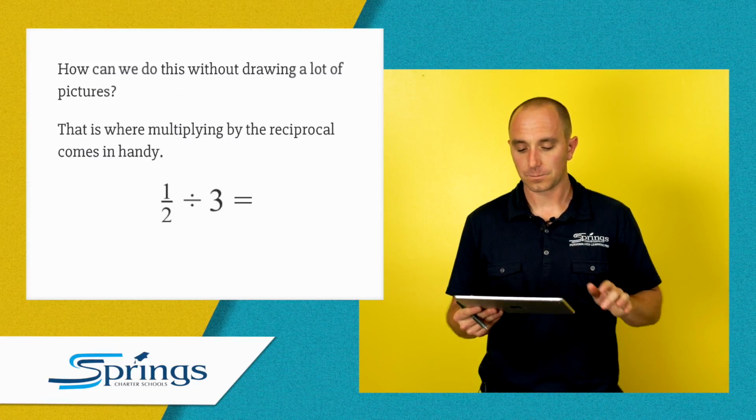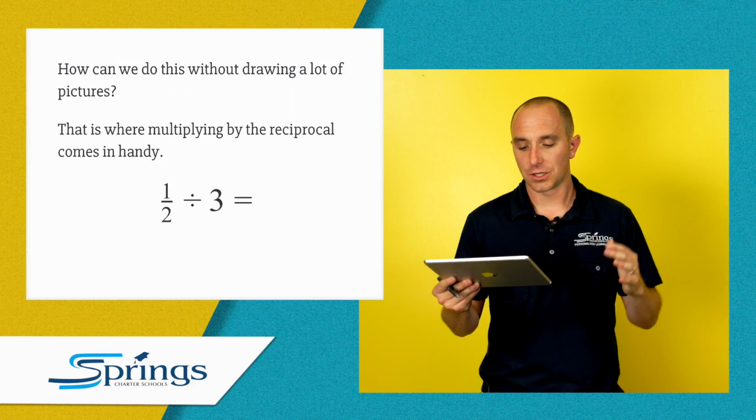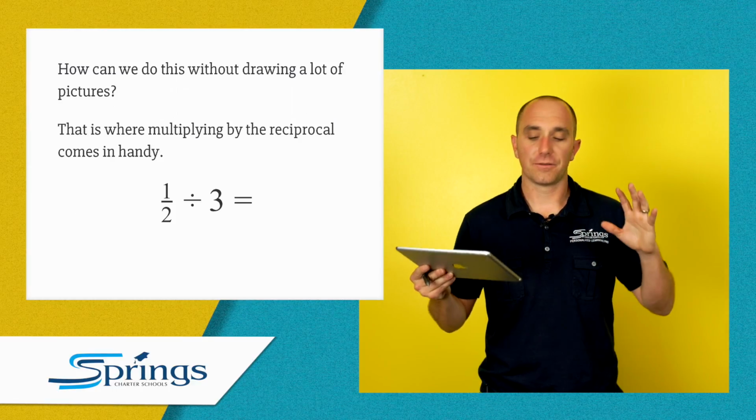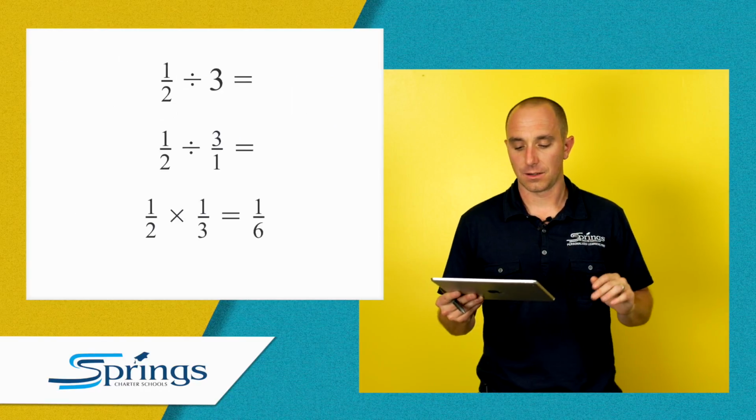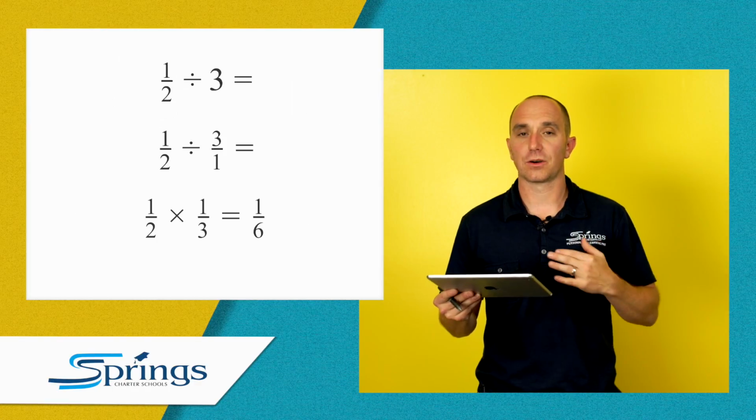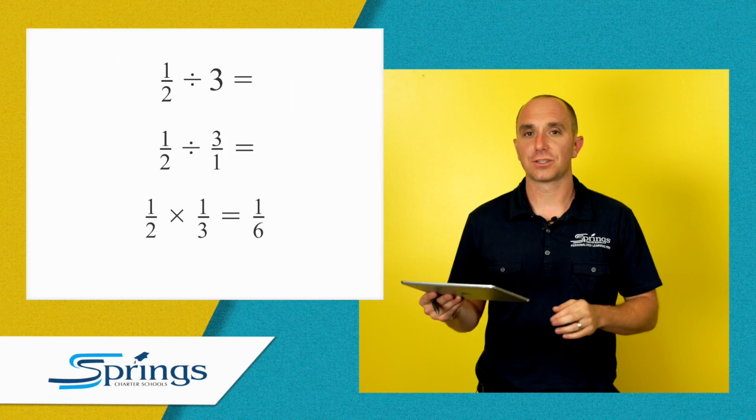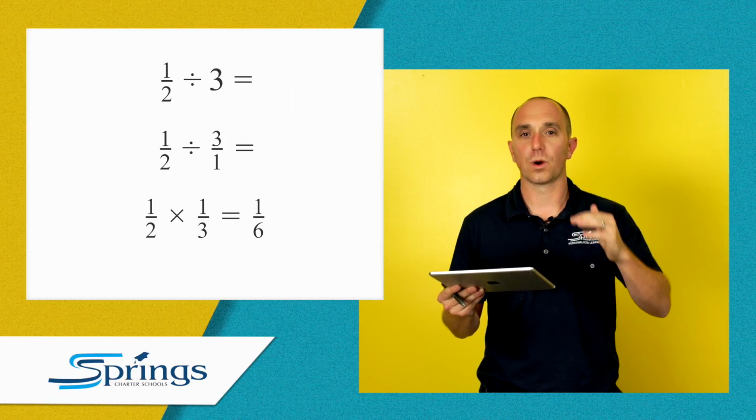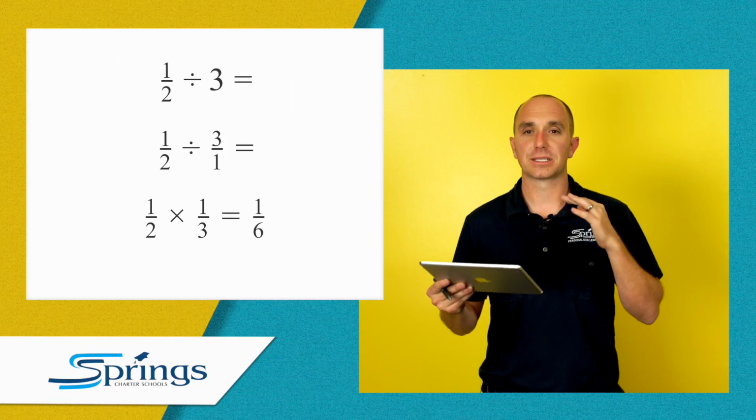Okay, we can do this without drawing a lot of pictures as well. So this is where multiplication by the reciprocal comes in handy. So we have 1/2 divided by 3. We put 3 over 1, because we always put that whole number on top of 1, and then we keep the 1/2, change the division to multiplication, and flip the 3 over 1 into 1/3, and we multiply across. 1 times 1 is 1, 2 times 3 is 6.